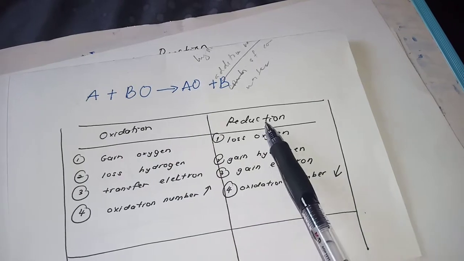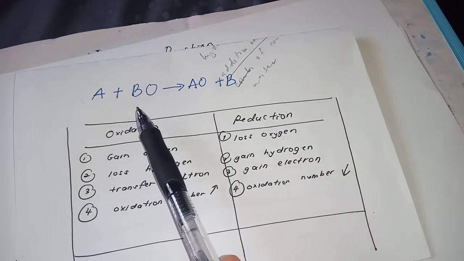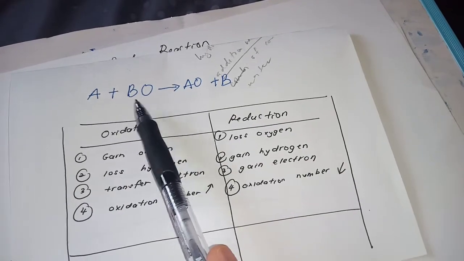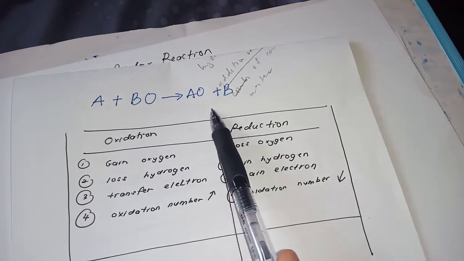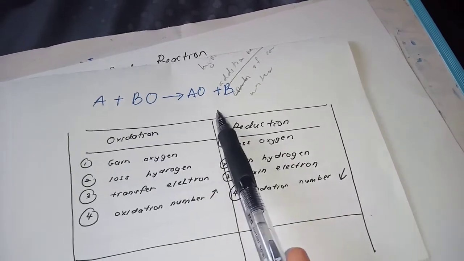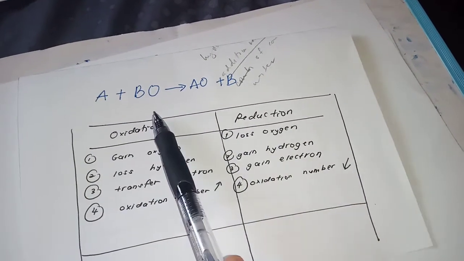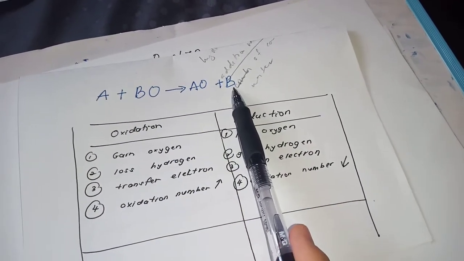And then for reduction, loss of oxygen. Before the reaction it is BO, and after the reaction it becomes B. So you can see that it lost oxygen. When it loses oxygen, that one we call reduction reaction.